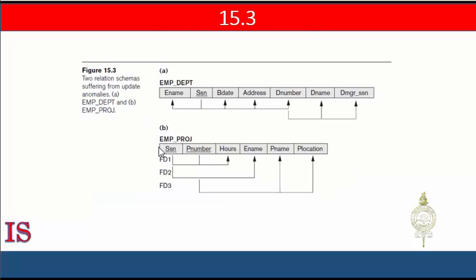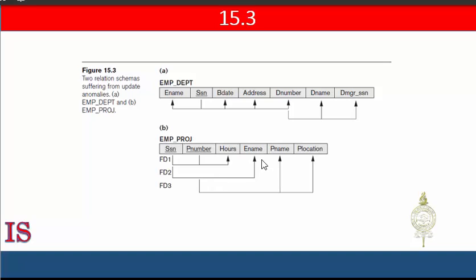In figure B here, Social Security number and project number determine hours. This is a full dependency. Neither Social Security number alone determines hours, nor does project number alone determine hours. However, the dependency, Social Security number and project number determines e-name, is partial because Social Security number determines e-name, that one holds, project number has nothing to do with it.